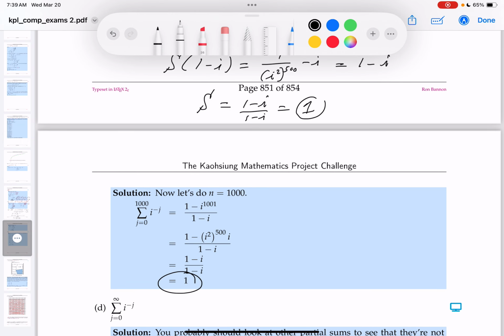Now, of course, when we go into D, I have to think about it because you're saying something and it's going to infinity. Now, again, you might say, oh, it's going to 1 then because I just did 3 sums and then go to 1. That's not the case, by the way. So let's go to that.